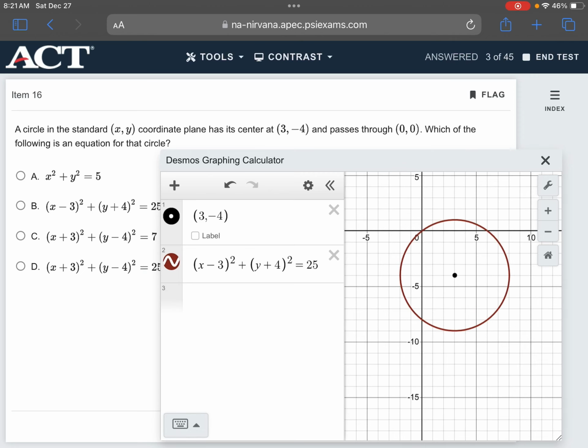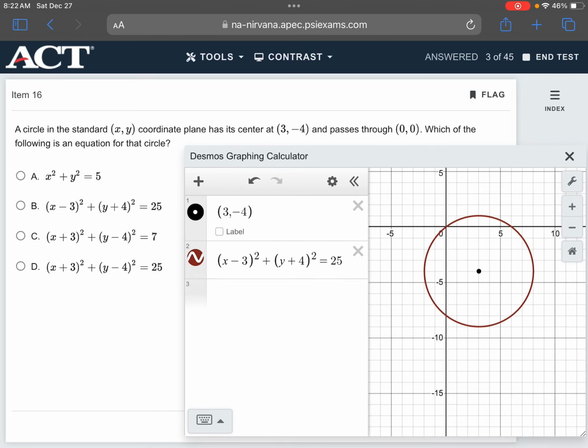But anyway, regardless, here we are. There's my center at 3, -4, and look, I'm passing through this point at 0, 0. So we don't need to check the other ones. If you want to be really meticulous and make sure they're not trying to pull a fast one, or that you didn't put it in incorrectly, go for it, especially if you have some time and it makes you feel more comfortable. But for our purposes, we got it. We're centered at 3, -4, we're passing through 0, 0. We know that choice B is our correct answer.